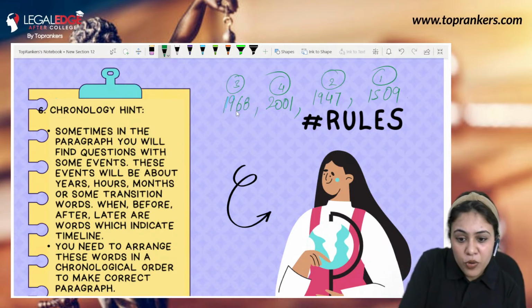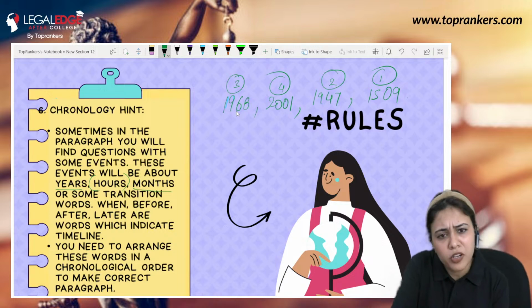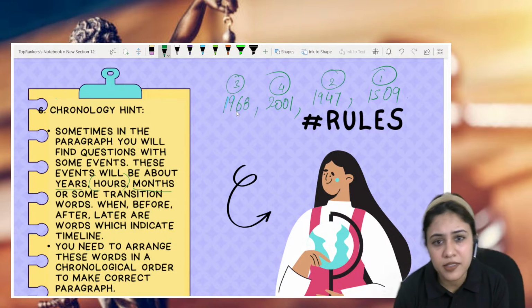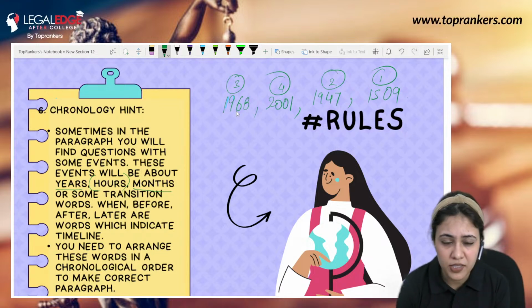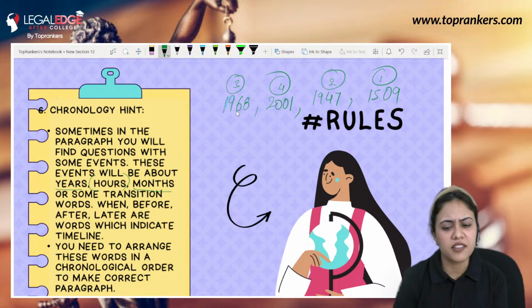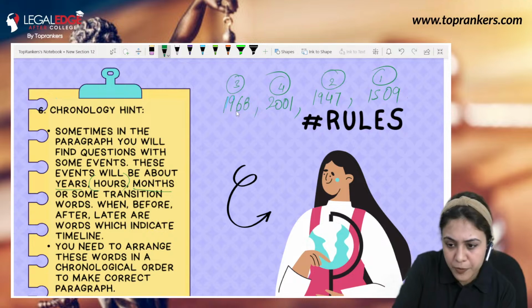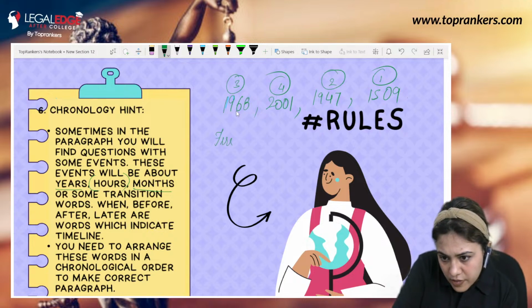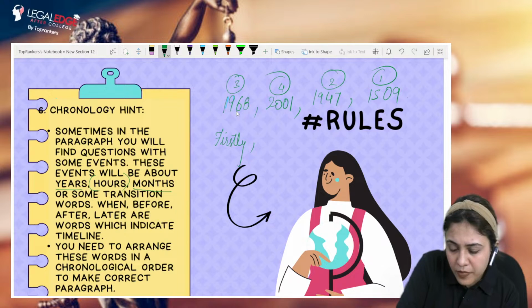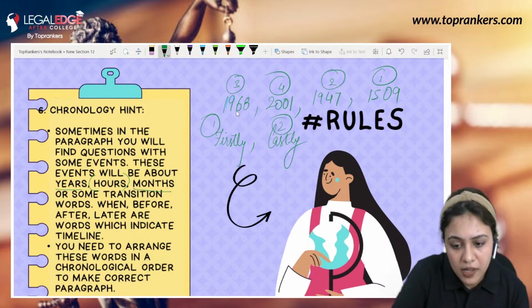और कभी कभी ऐसा भी होगा कि they will be talking about years, as I have given you the example already. Sometimes they will talk about hours, sometimes they will talk about months. हो सकता है वो अप्रैल, दिसंबर, नवंबर, जुलाई ऐसे मंथ्स दे दे. You already know which month comes first, so you will have to arrange the sentences accordingly. And there will also be some transition words like firstly or lastly. So automatically, you know, firstly will come first and lastly will go at the very last.